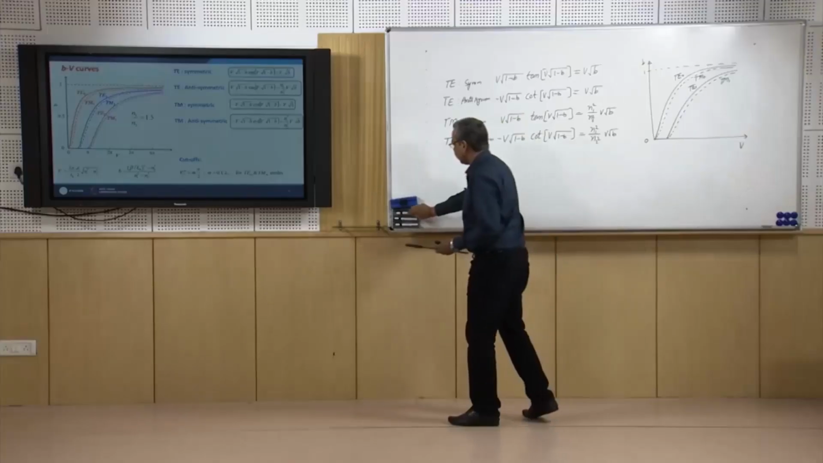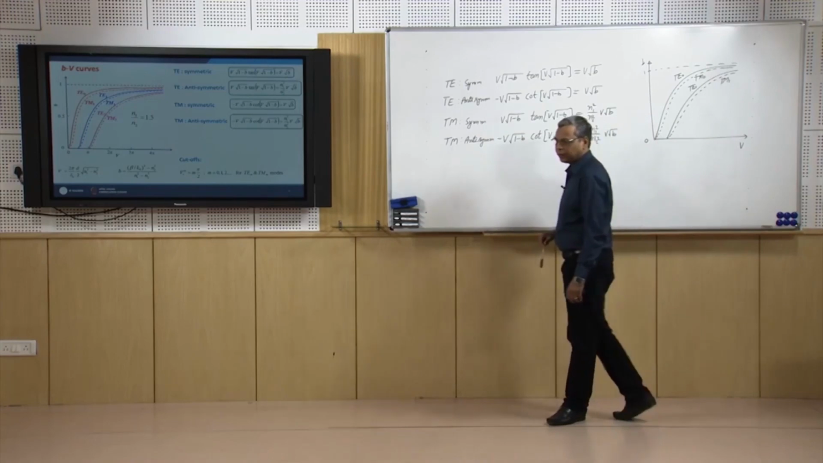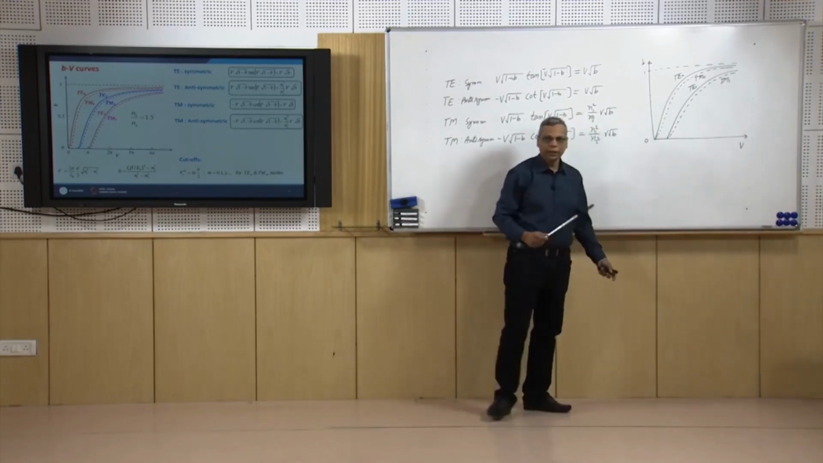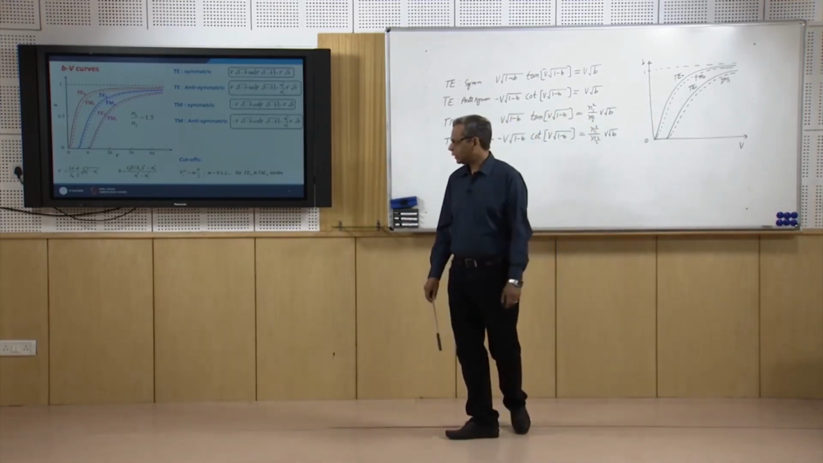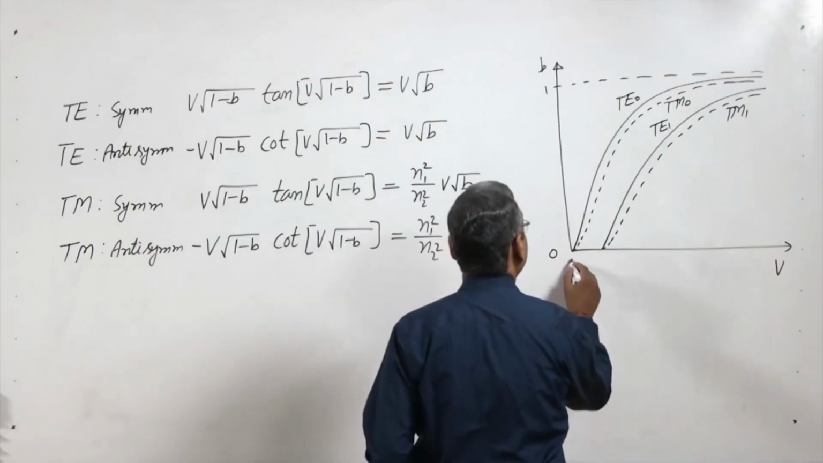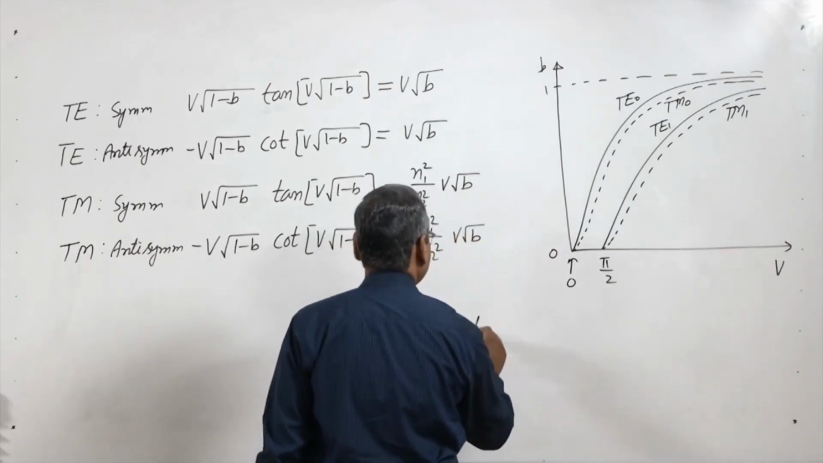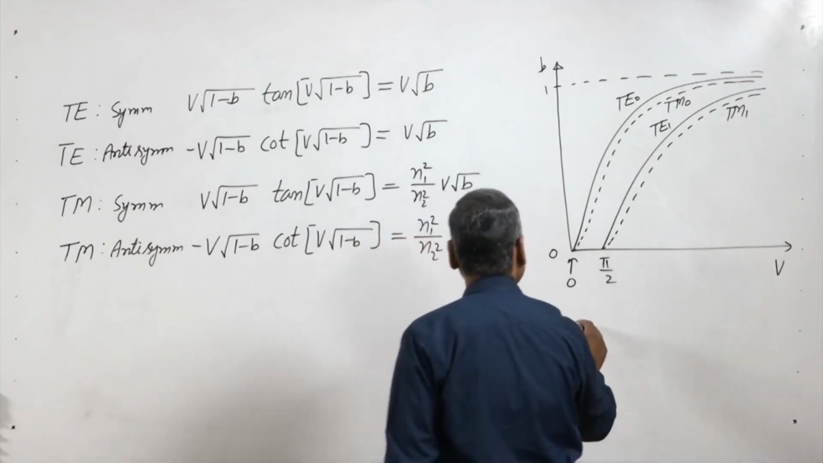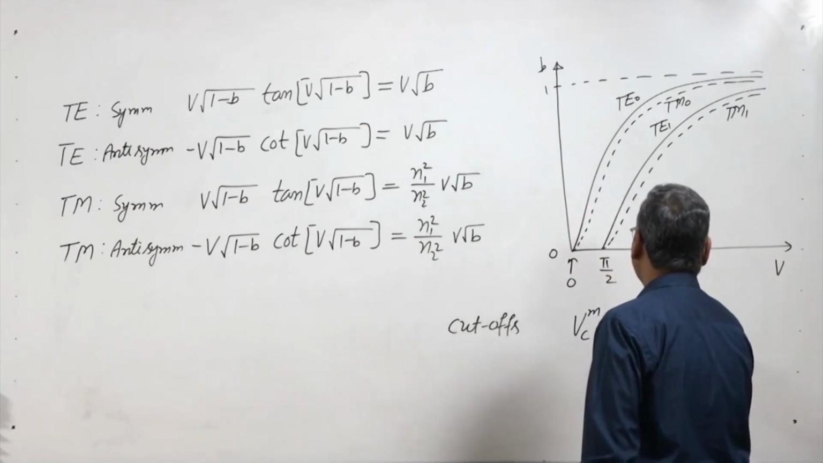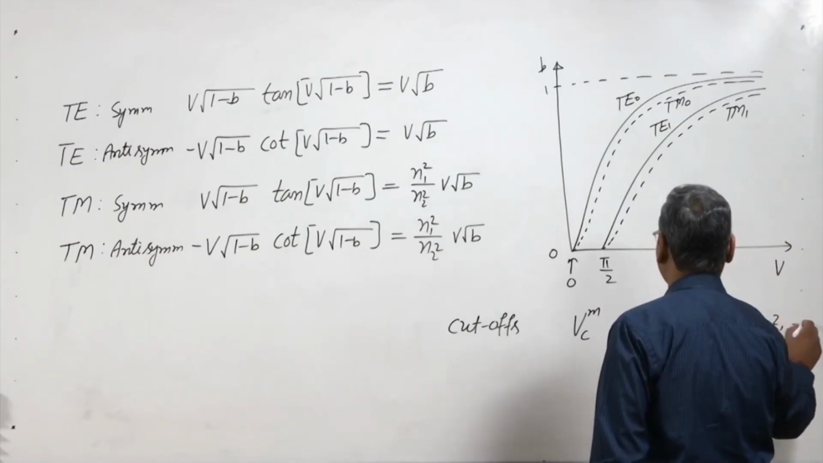So, I can generate these universal curves, BV diagrams, and if I now know the waveguide and the wavelength, then I can just calculate the value of V and go to these curves, find out the value of B and find out the value of propagation constants. Okay. The cutoffs of these modes are here. So, this is 0, this is pi by 2, and the cutoffs are given by VC M for TE and TM both is equal to M pi by 2, where M is equal to 0, 1, 2 and so on. Okay.